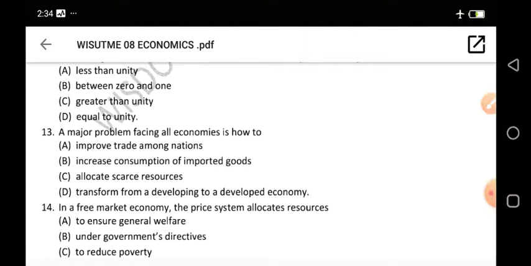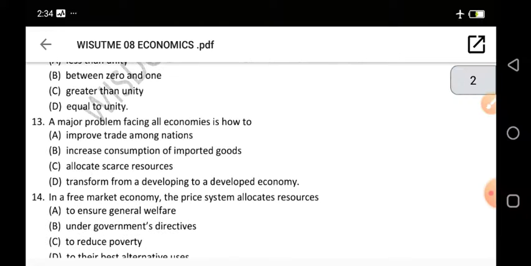If you remember, when you were introduced to economics, your facilitator told you that human wants are insatiable, human wants are unlimited, but the means to satisfy these wants are limited. That equation leads to scarcity. So the major problem facing every economy in the world is scarcity. With that knowledge, you agree with me that the answer to this question is C, allocating scarce resources. Allocating scarce resources is the major challenge facing every economy of the world.